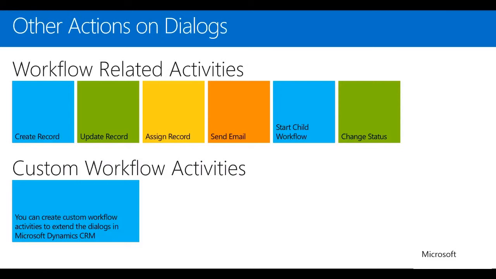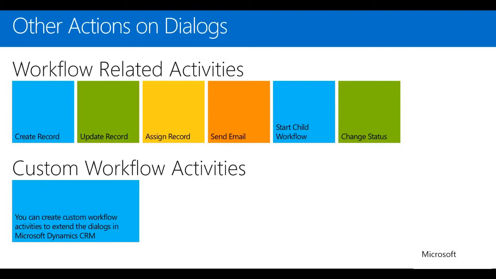And then you'll have some of the other normal options that you'll see within the dialogues that are very similar to the workflow, like create record, update record, assign record, send email, change status, etc. Those are the same options you'll see within workflow. You can use those within dialogues too. And then you can use custom workflow activities. So if you build your own custom workflow activity and you register that into CRM, you could use that in your dialogue.